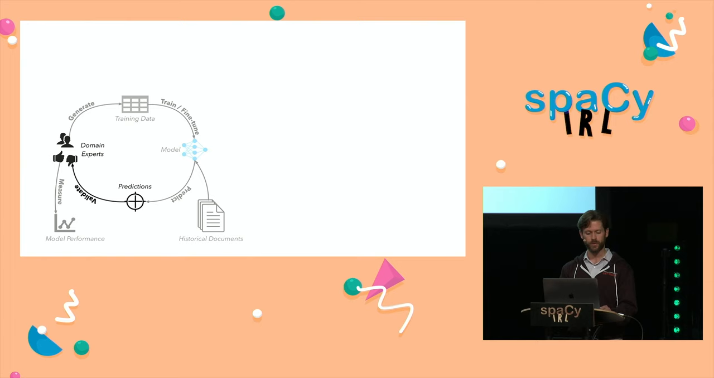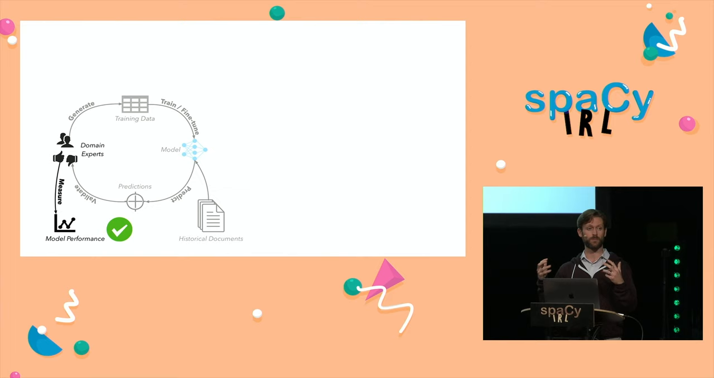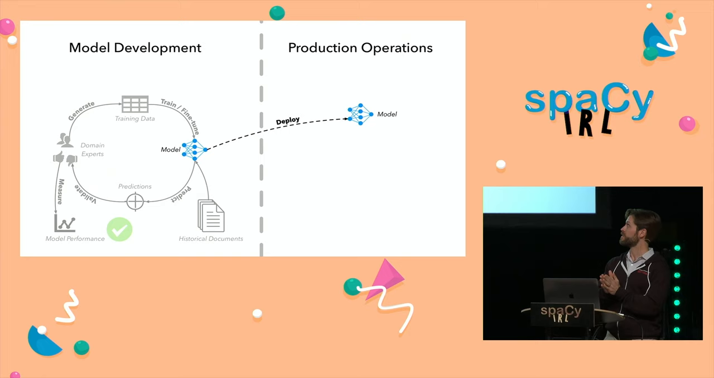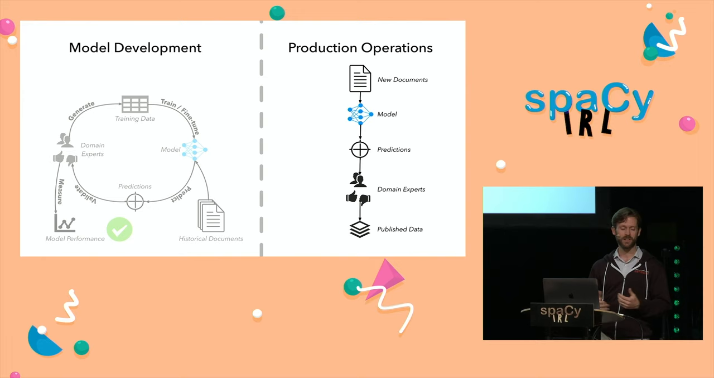So again, we can train a model with more training data, we can make predictions, we can validate those with our domain experts, and maybe this time when we measure model performance, we've hit a threshold where we think that this model is good enough that it would accelerate a domain expert analyst workflow in production, at which point we flip over from model development mode into production operations mode. We'll deploy our model into a production operations pipeline and workflow. And this looks almost like an unfurled version of the active learning loop that we have here, except now we have new documents that are flowing in all the time.